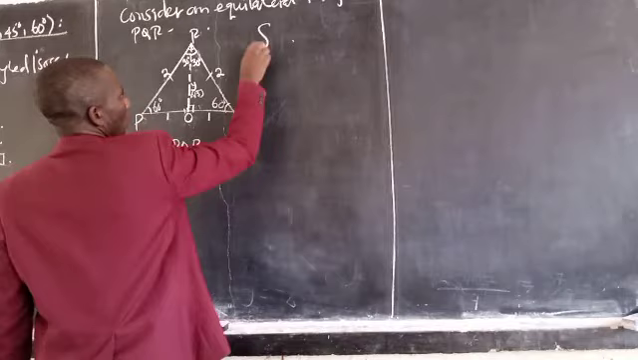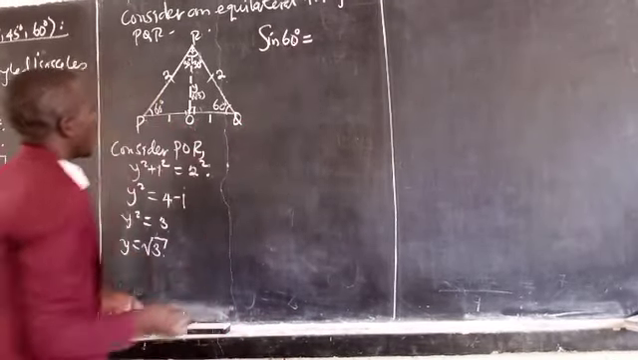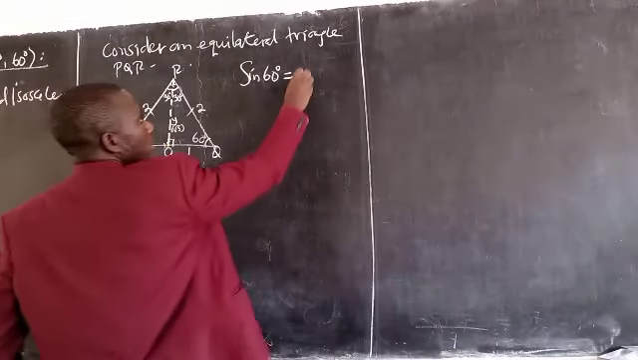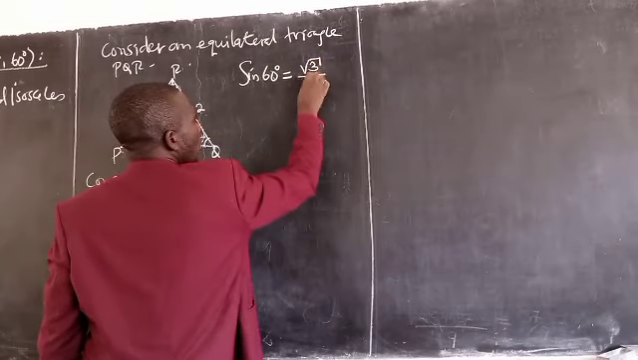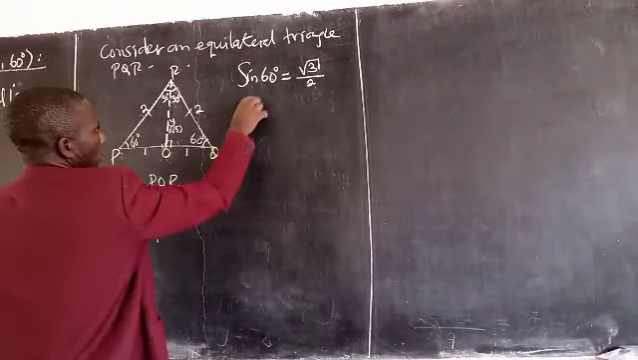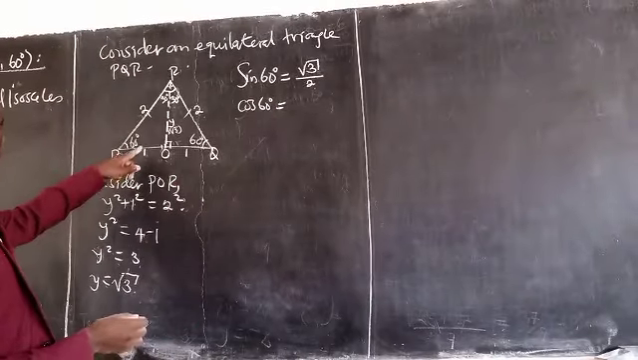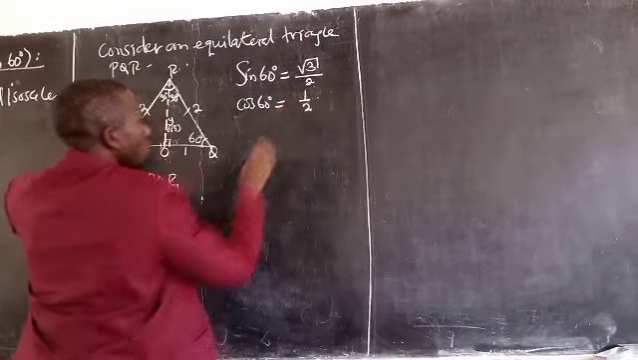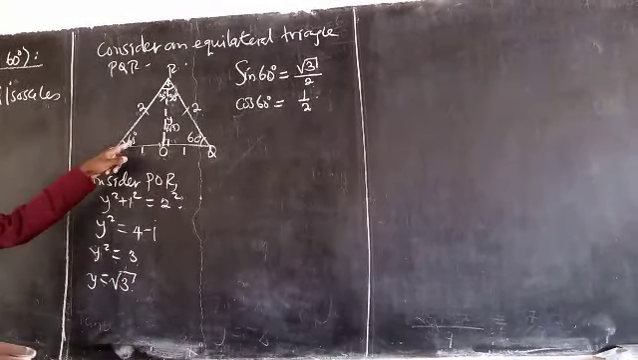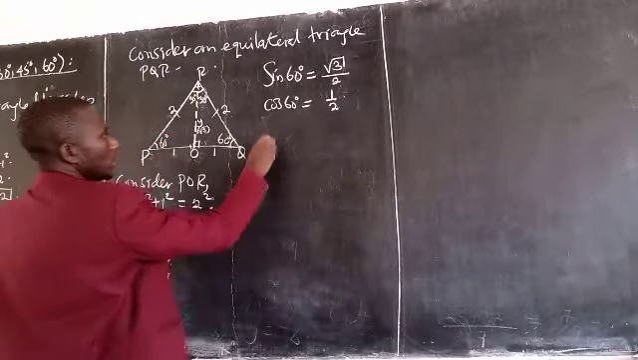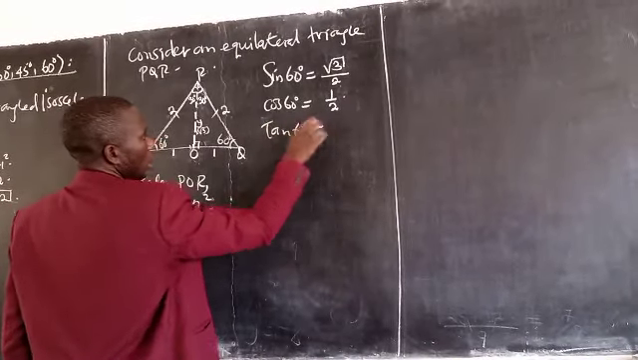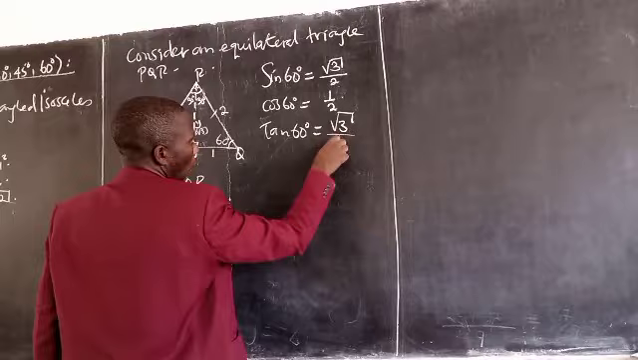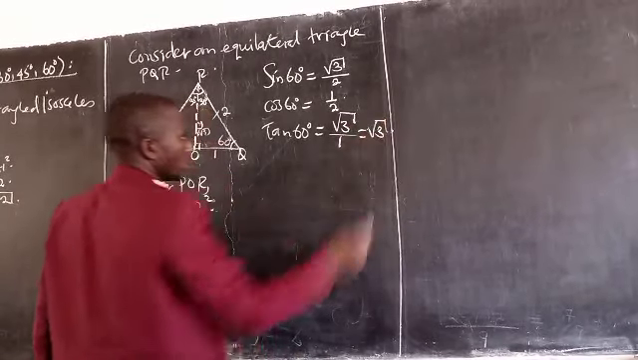Let's begin with 60. So what is sine 60? Opposite over hypotenuse. That is root 3 out of 2. What is cos 60? Adjacent over hypotenuse. Adjacent is 1, hypotenuse is 2. What is tan 60? Opposite over adjacent, equals opposite, which is root 3, over adjacent, which is 1, which becomes root 3.